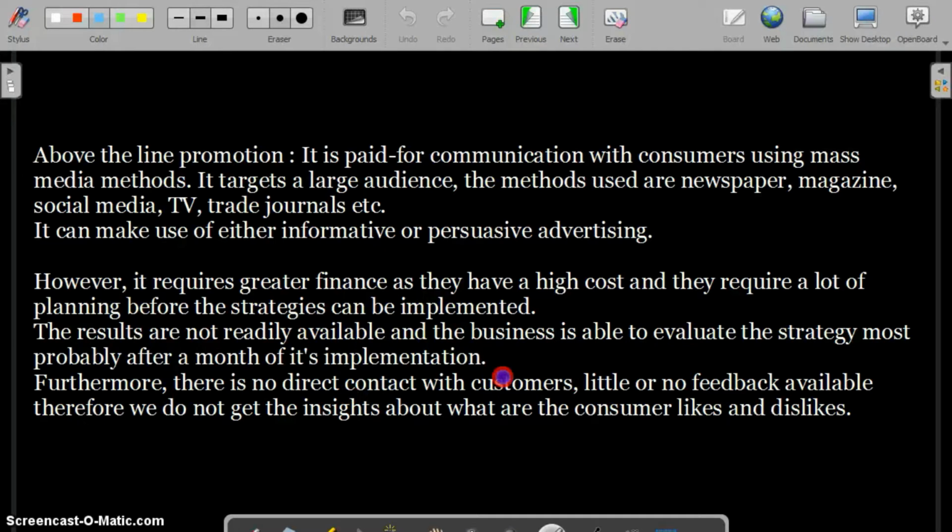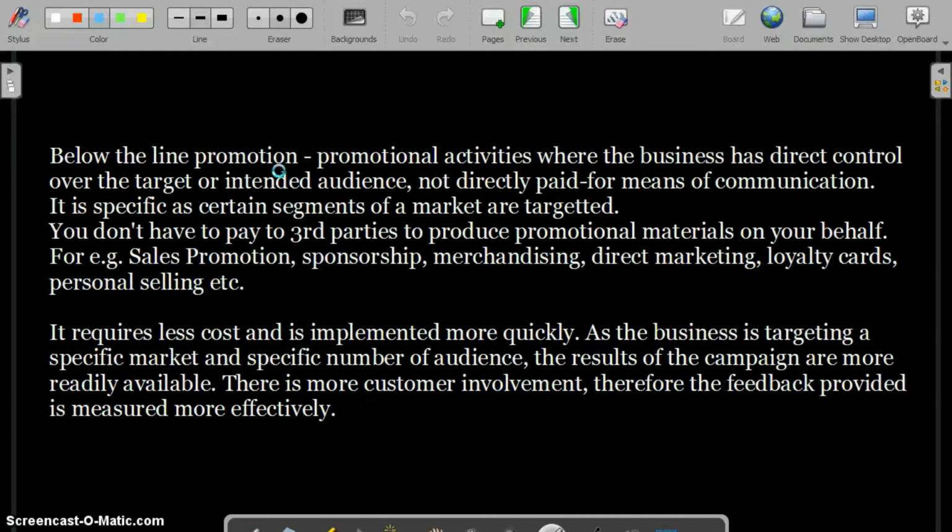Furthermore, there is no direct contact with customers, as you are covering a large audience, so you can't get feedback from every one of them. Generally there is little or no feedback at all. Therefore, we do not get insights about the customers' likes and dislikes. You don't know if the customer really liked your product or not. It's just a one-sided thing, basically. You have done your part of the job, but you haven't taken feedback from the customer. So that's what is lacking in above the line promotion. But this part is covered in below the line promotion.